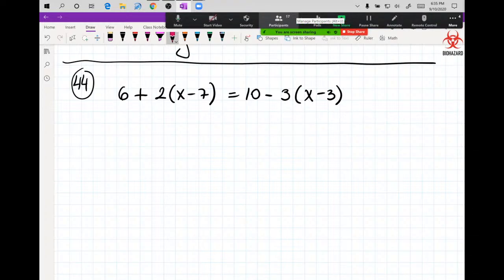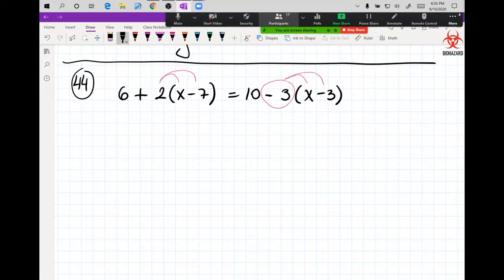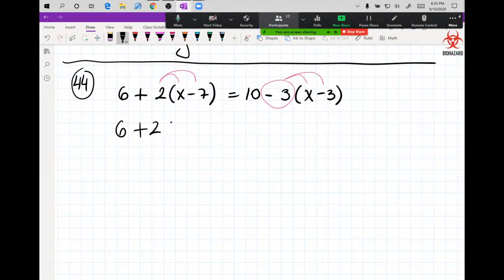We are going to distribute positive 2, and over here we're going to distribute negative 3. 6 plus 2x minus 14. Now I'm going to wait for all the face palms on minus 14 where people copied negative 7. So there we go. Now we're going to go with a 10 on this side, and then negative 3x plus 9, because negative 3 times negative 3 is positive 9.